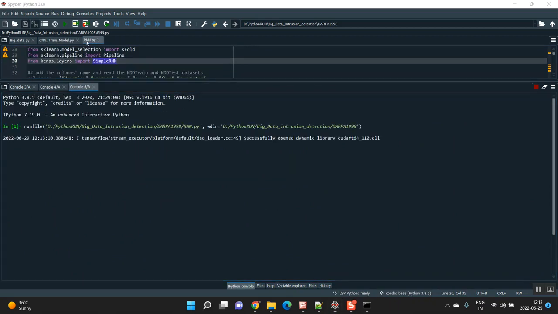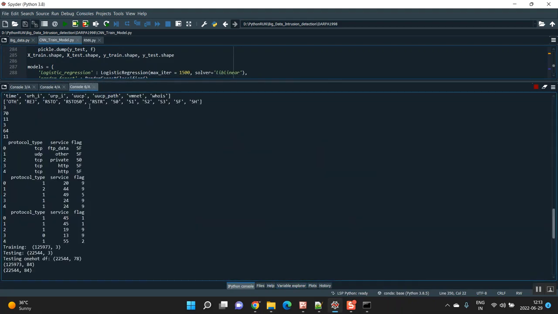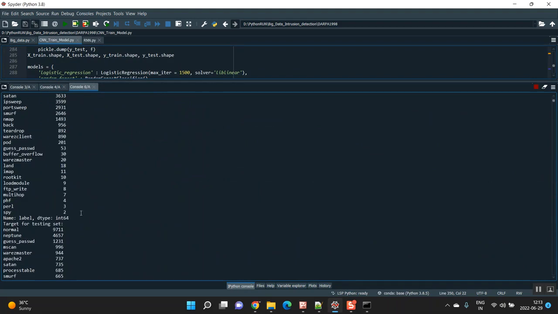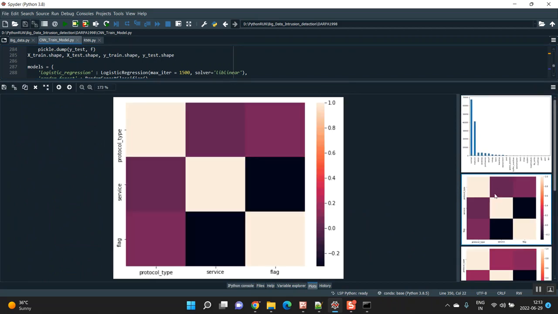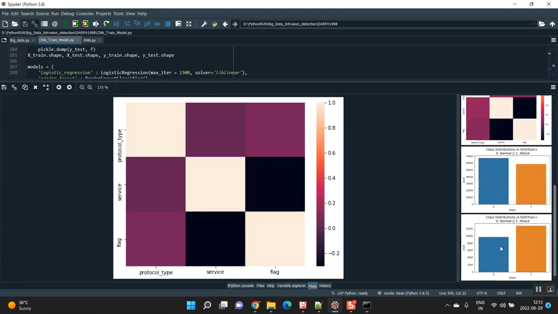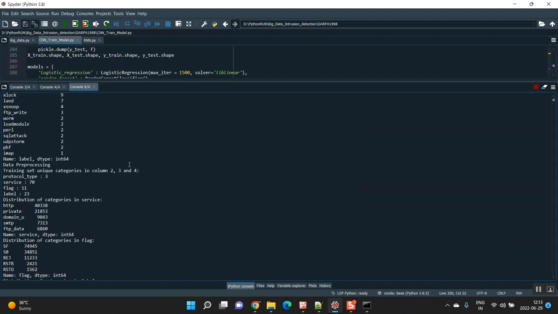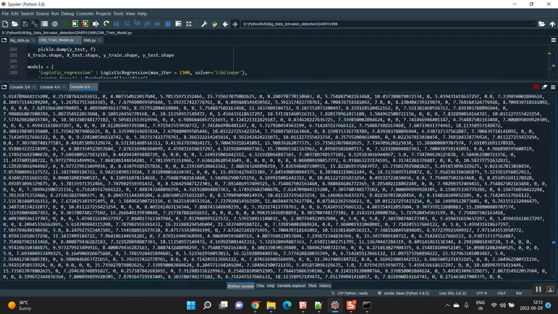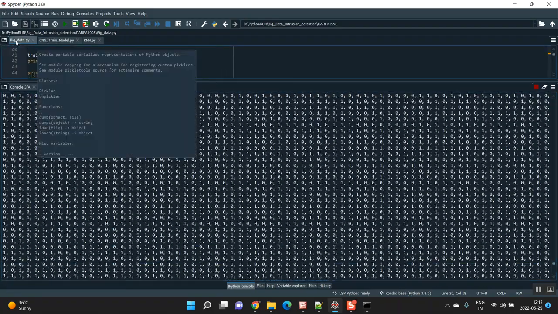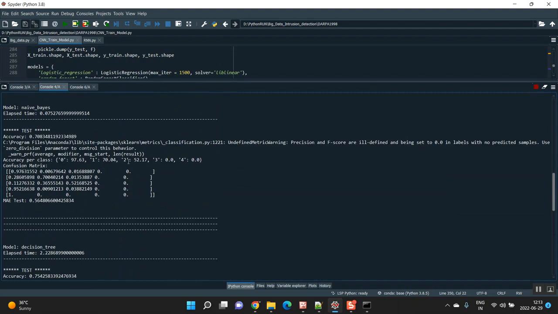Then I started the execution of RNN here. The CNN is in process, it's executing. So right now I started the execution of RNN. It shows the data set values and everything, and it provides the plots also based on that. I am segregating here based on flag, protocol types and services, and overall how much of the data set has been trained and tested, we are calculating everything. Then finally it will calculate with RNN and it will provide you the result. The loading time will be high.